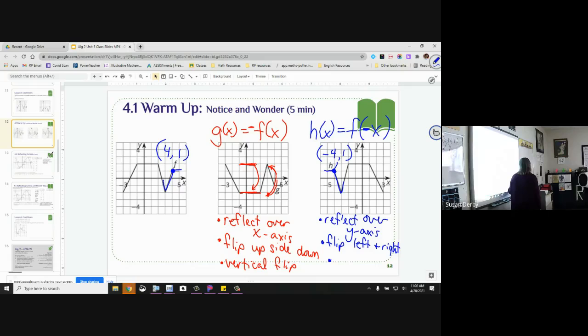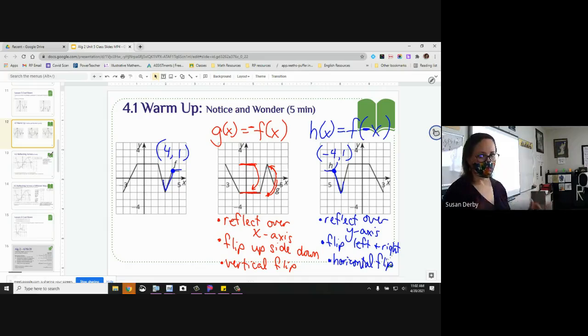This is a horizontal reflection. And we're doing it because we're changing it horizontally that way. We're not flipping it upside down over the horizon. We're flipping it horizontally from left to right.